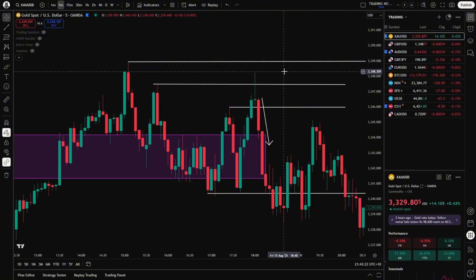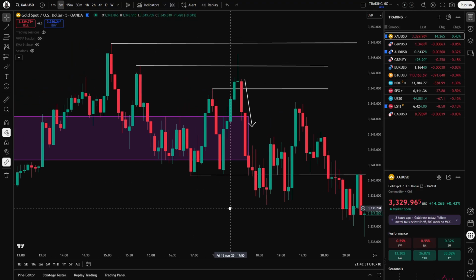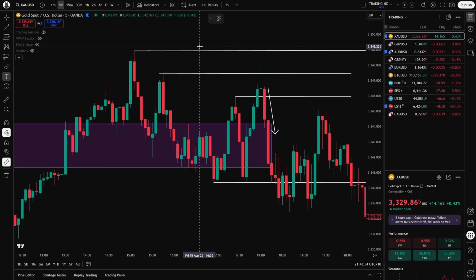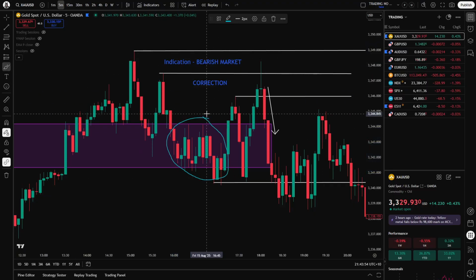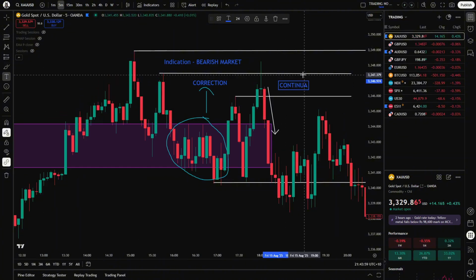So I waited for it to retest because you've got to wait for the closure of the candlestick. Retest and instantly follows the past trends. This is the same thing. Indication. We have an indication that we're in a bearish market. Okay? We're in a bearish market here. Boom. Indication. We have correction right here, guys. Then we have continuation right here.